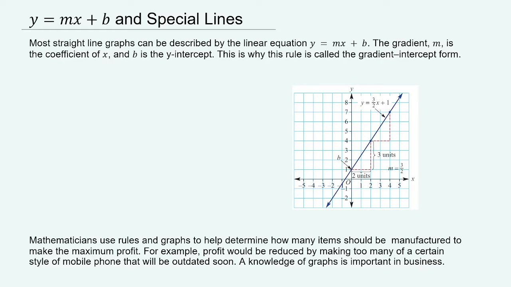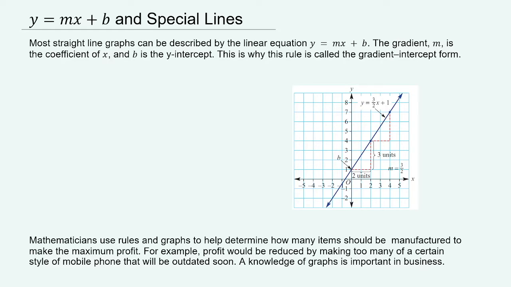Now we already know that straight lines can be described with the equation y equals mx plus b, where the gradient is m, the coefficient of x, and b is our y-intercept, or where the line crosses the y-axis. We call this rule the gradient-intercept form.